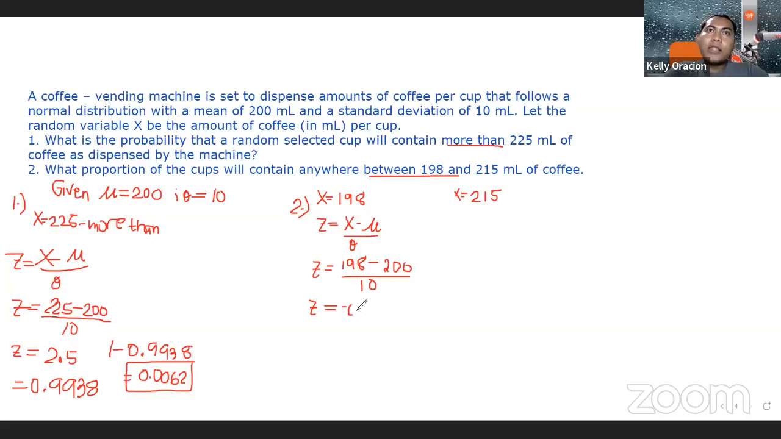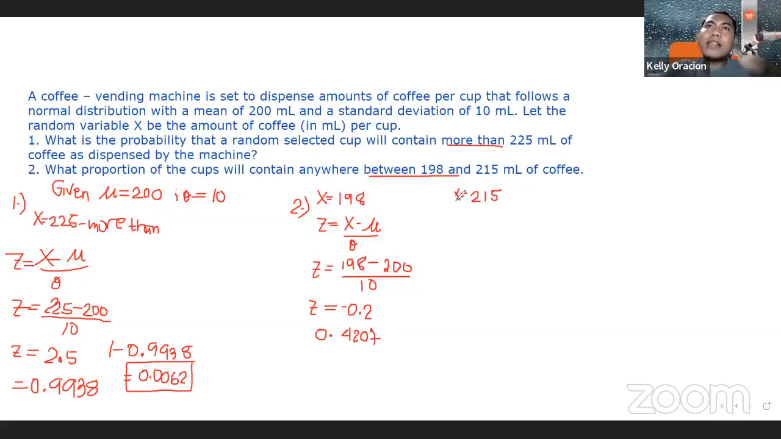That's correct. And what is the tabular value of negative 0.2? 0.4207, sir. 0.4207. That's correct.